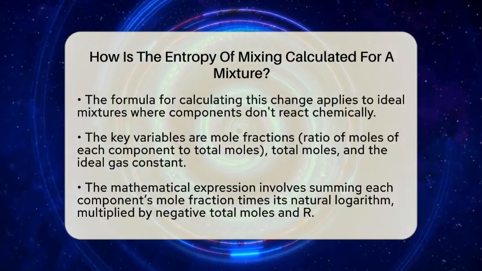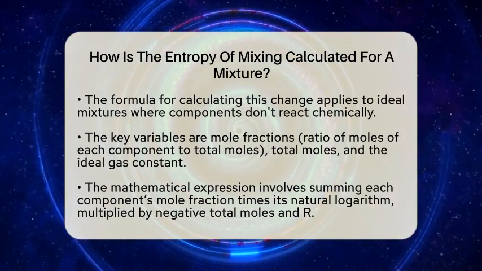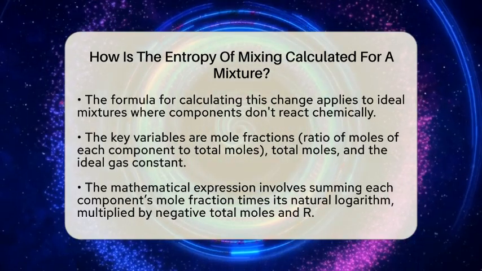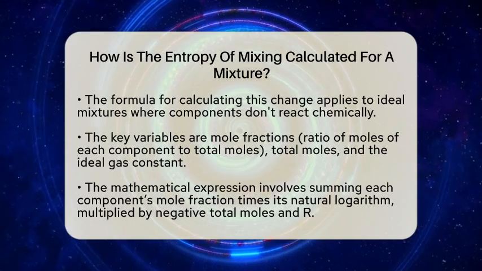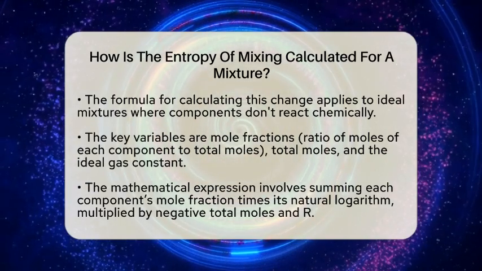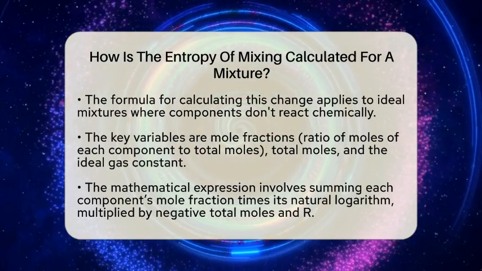Mathematically, it looks like this. The change in entropy equals negative n times R times the sum over all components of Xi times the natural logarithm of Xi. Here, n is the total moles in the mixture, R is the ideal gas constant, and Xi is the mole fraction of each component.